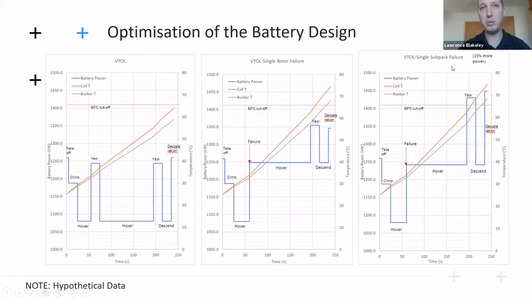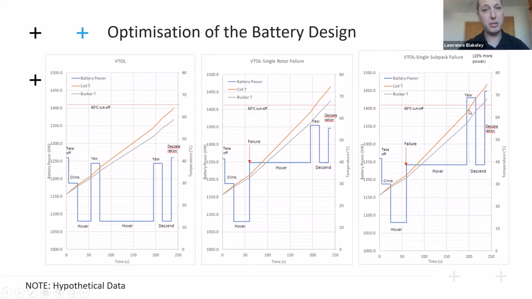And again, on the right-hand side, this is a sub-pack. So we use multiple battery packs. This is a failed battery pack. And actually, in a failed battery pack instance, we need to use even more power in some of these maneuvers. Again, we go over the 65 degrees.